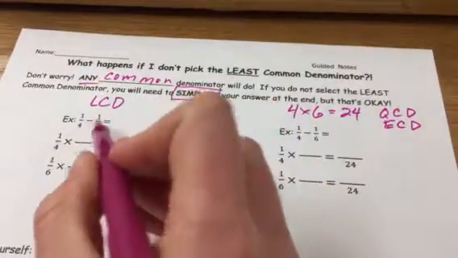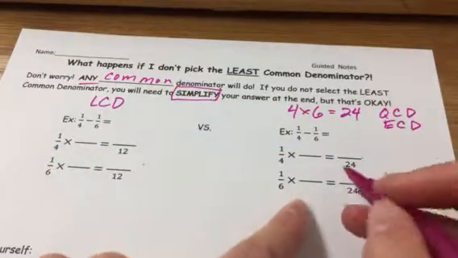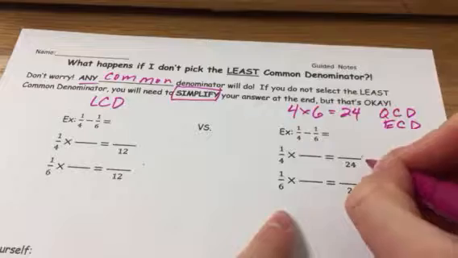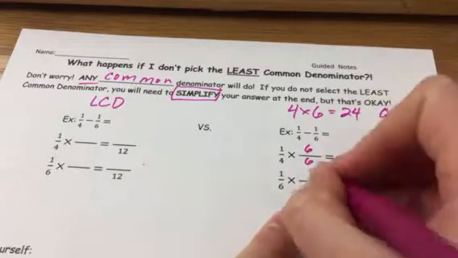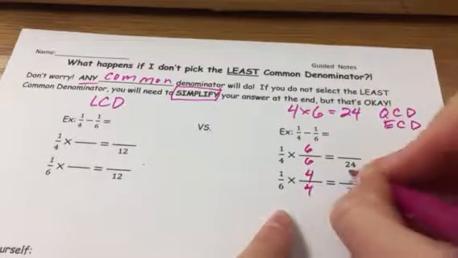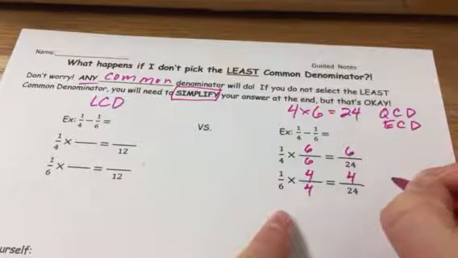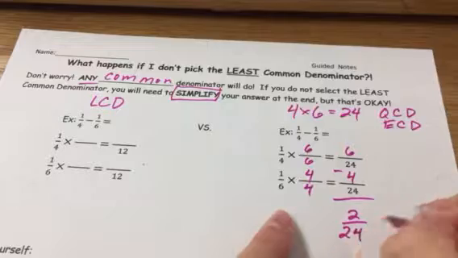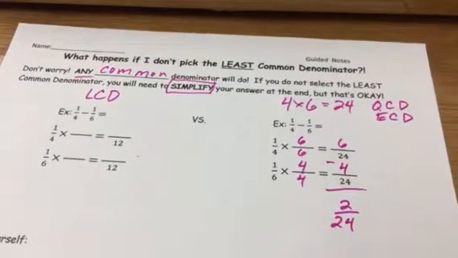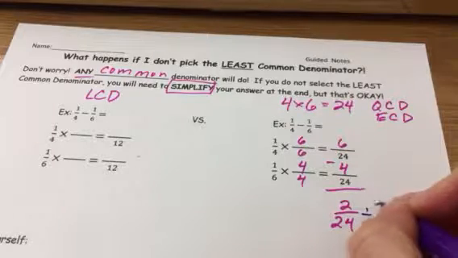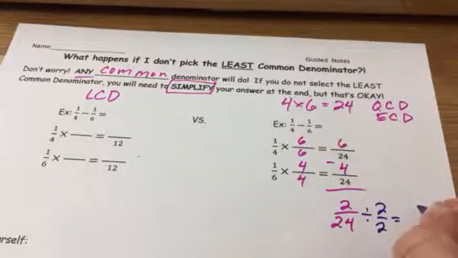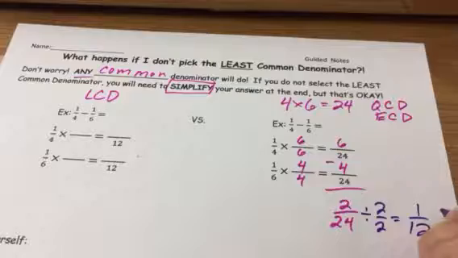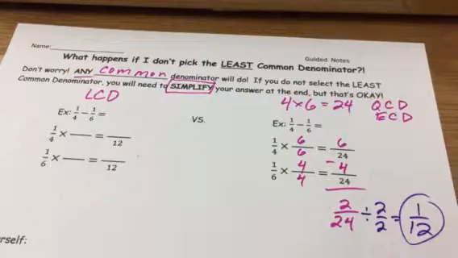So let's look at this side first, actually. So if I'm turning 4 into 24, I'm multiplying by 6/6. And here I'm multiplying by 4 over 4, and we get 4 24ths and 6 24ths. I am subtracting, and I get 2 24ths. Now, this is not in simplest form, so this is where that extra step comes in, where you need to divide the top and bottom by 2, and you get 1/12. Okay? Beautiful. We got the right answer.